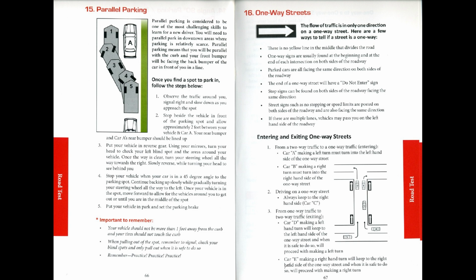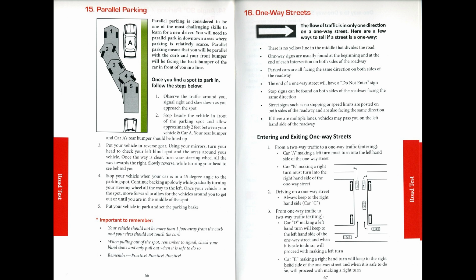One-way streets. The flow of traffic is in only one direction on a one-way street. Here are a few ways to tell if a street is a one-way. There is no yellow line in the middle that divides the road. One-way signs are usually found at the beginning and at the end of each intersection on both sides of the roadway. Parked cars are all facing the same direction on both sides of the roadway.